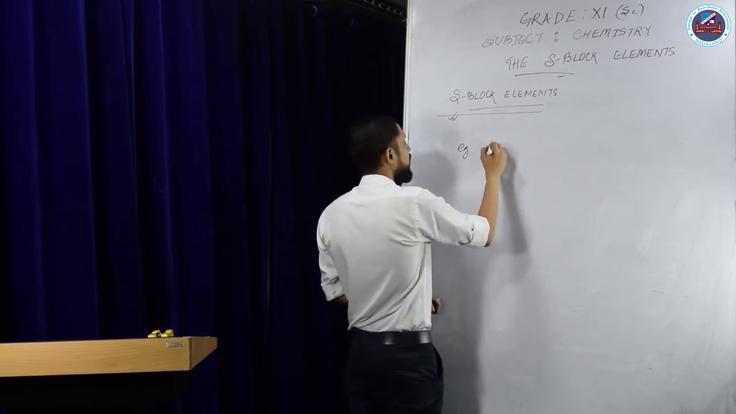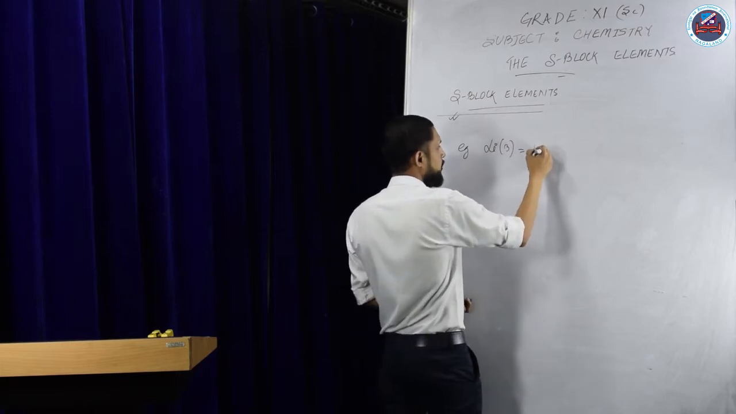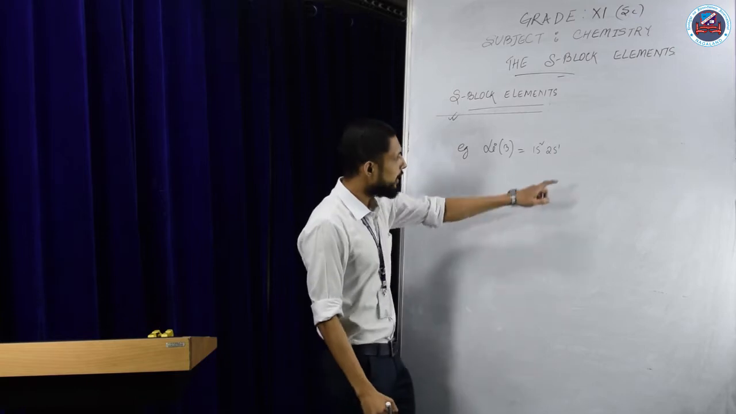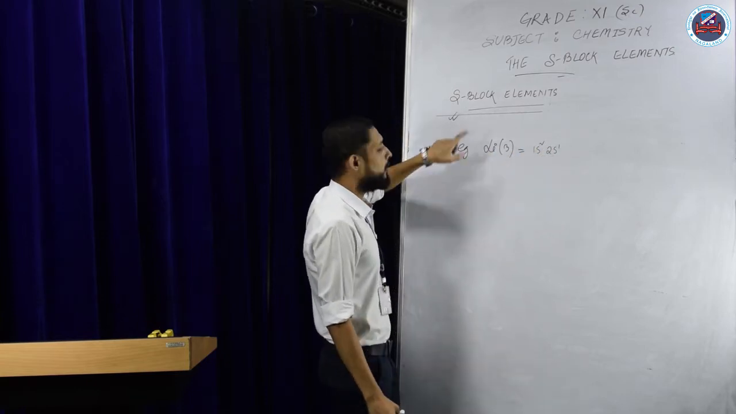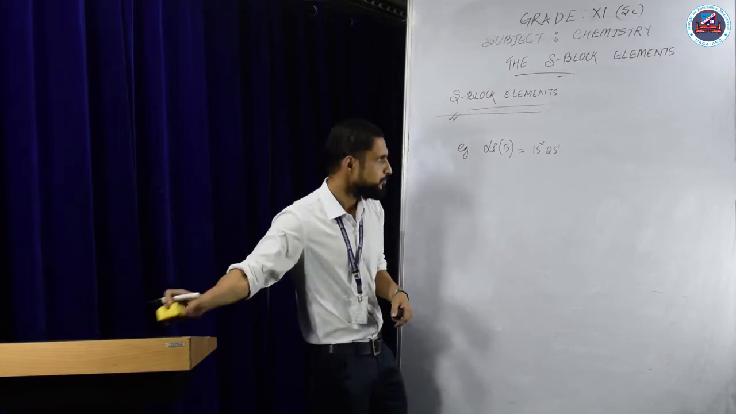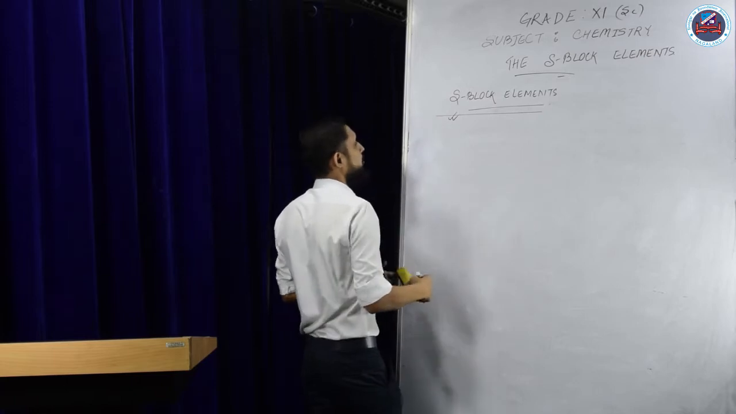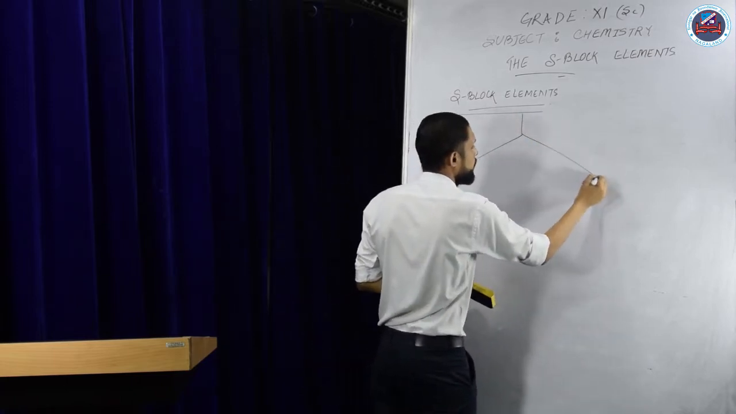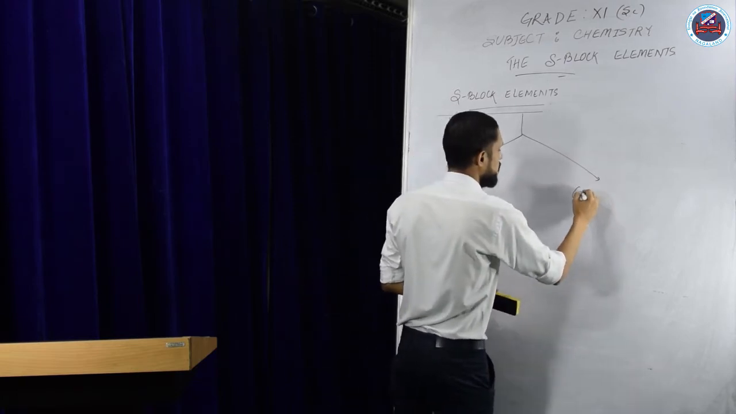Example, you can take lithium, atomic number 3. Its electronic configuration is 1s2, 2s1. So you can see the last electron enters in s orbital. So therefore, lithium is s block element. Now under s block elements, there are 2 groups: group 1 and group 2.